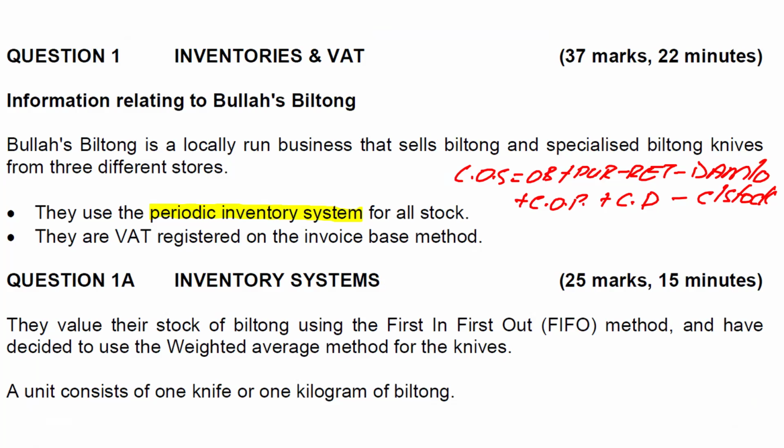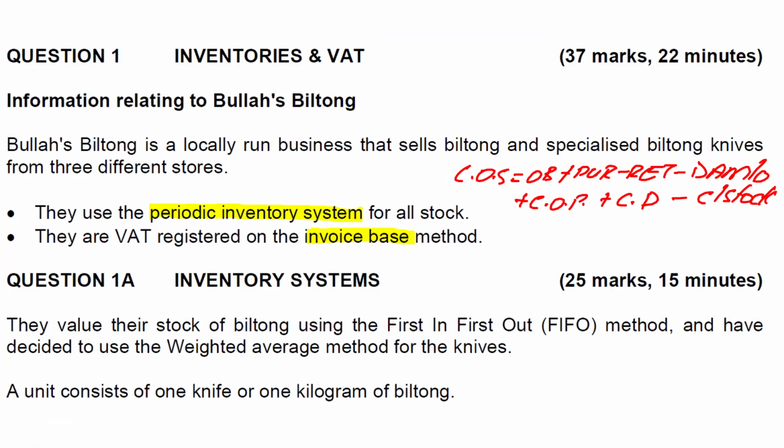And then they say they are a registered VAT vendor on invoice basis. That simply means VAT is calculated when the invoice is issued or received, or when a credit note is issued or received, not when the payment takes place. So when the payment takes place, the only thing you need to take into account will be any settlement discounts.